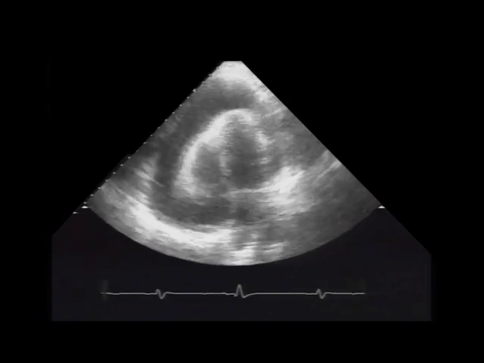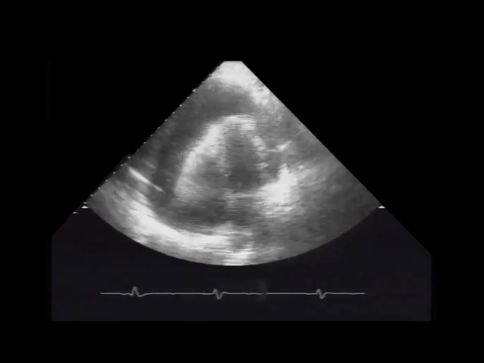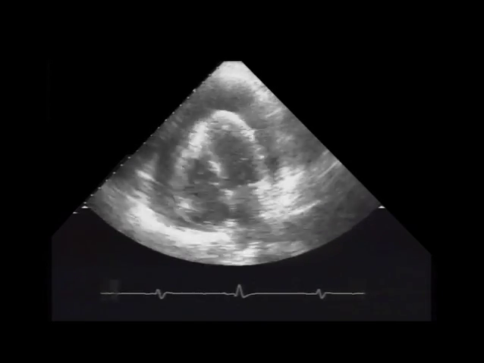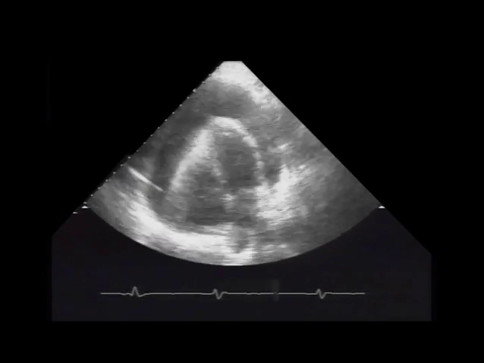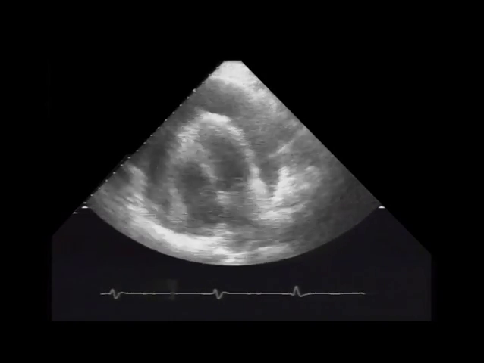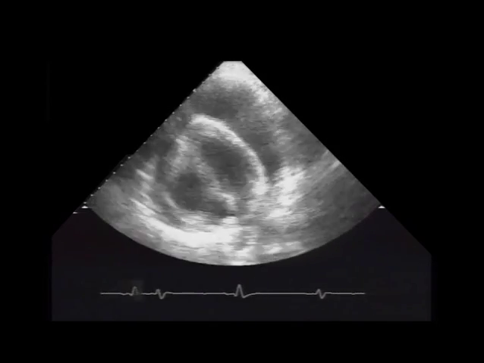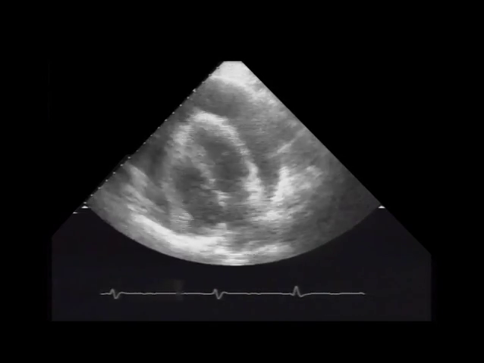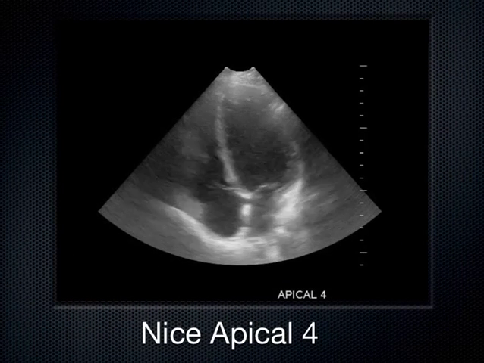And on a chest x-ray, it's impossible to differentiate between a big pericardial effusion and just cardiomegaly. They look really the same. You just see a large cardiac silhouette. So really we can't rely on ECG findings or chest x-ray to make this diagnosis. It's all about the ultrasound here. And this is what a normal apical 4 chamber looks like.